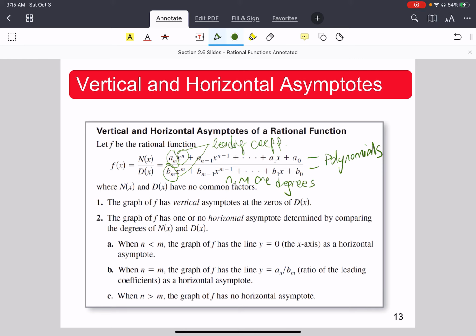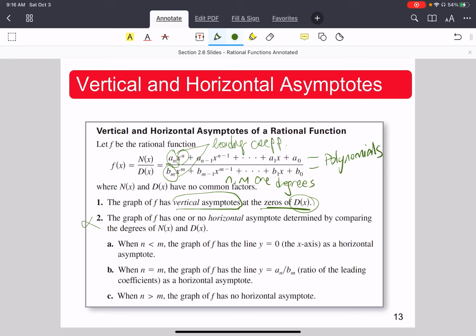So according to our rule, the graph of f has vertical asymptotes at the zeros of d of x. What that means is the x's that make the bottom 0 are going to be the vertical asymptotes. That's always the case. So the way we find vertical asymptotes is we find the x values that make the bottom polynomial 0. The next rule is for horizontal asymptotes.